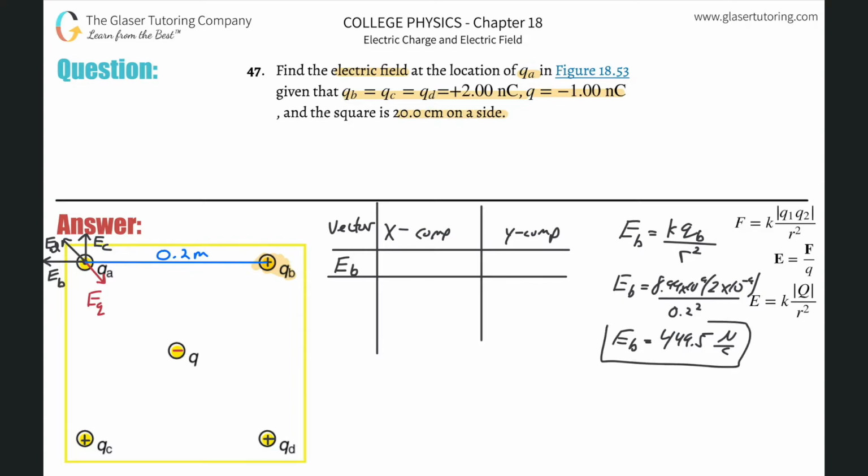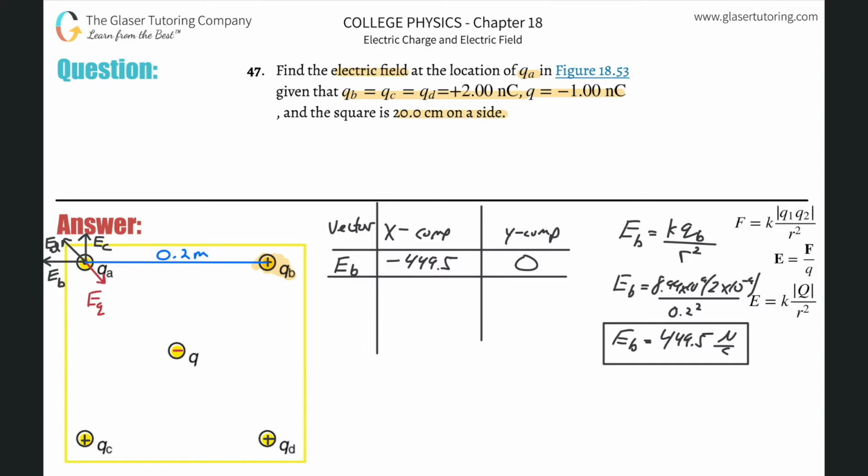So now let's plug that in for our x component for the vector E sub B. E sub B has all x component. Now remember, when you plug this in, make sure you plug in the signs in your component table. Since it's pointing to the left, it's a negative. So this is negative 449.5. Now what's the y component of this particular vector? Well, it's 0, because it points in the pure x direction.